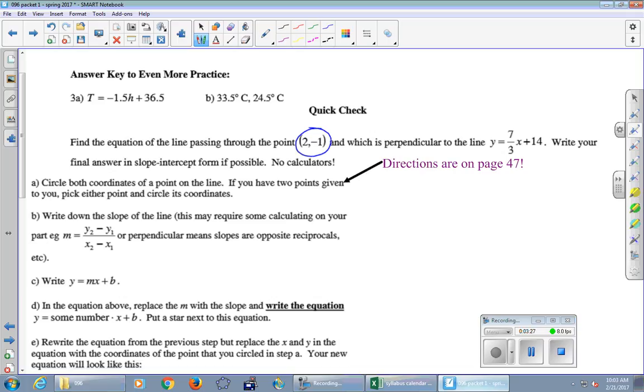This is its whole separate process. Write down the slope of a line. If I had given you 2 points to calculate the slope, we use our fancy slope formula, right? Change in y over change in x. But that's not what we have here.